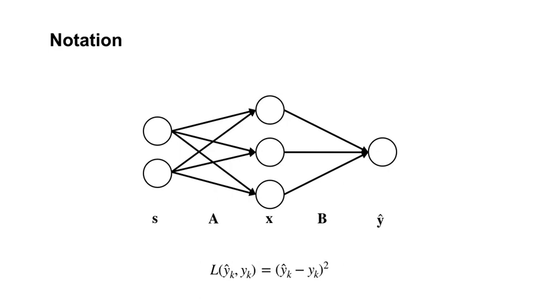An example of L is the squared error. For the derivation, we will keep L generic. We will give you the specific update with the squared error later.